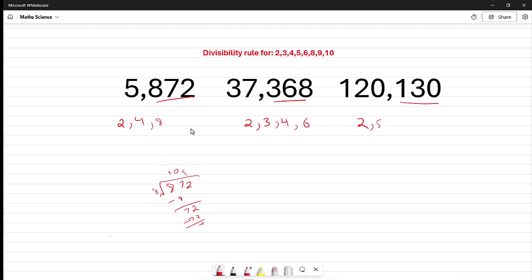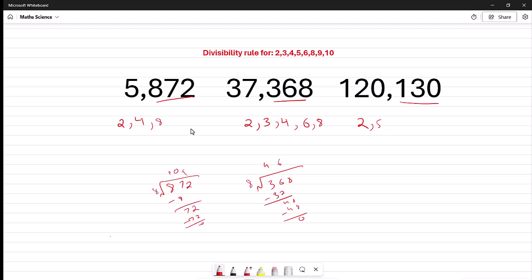Now for 368, let's check if 368 is divisible by 8. So 8 times 4 is 32. You get 4. 8 times 6 is 48. Get 0, so 46. So it is divisible by 8. So this means the whole number is also divisible by 8.